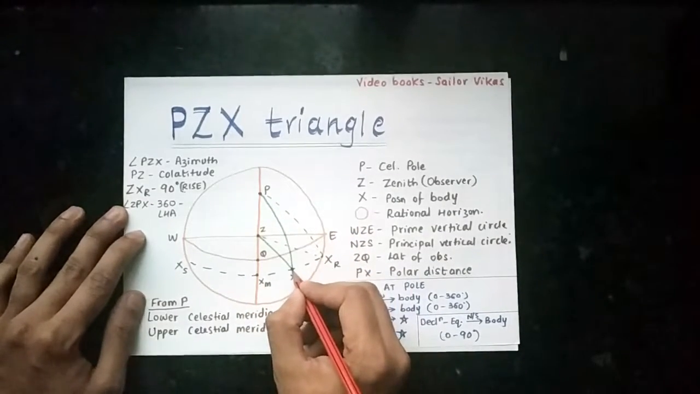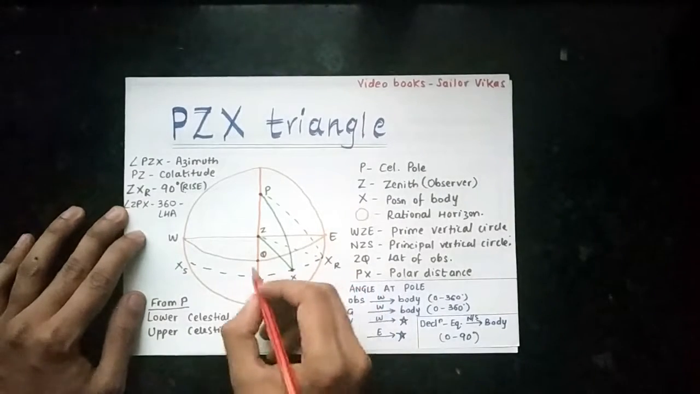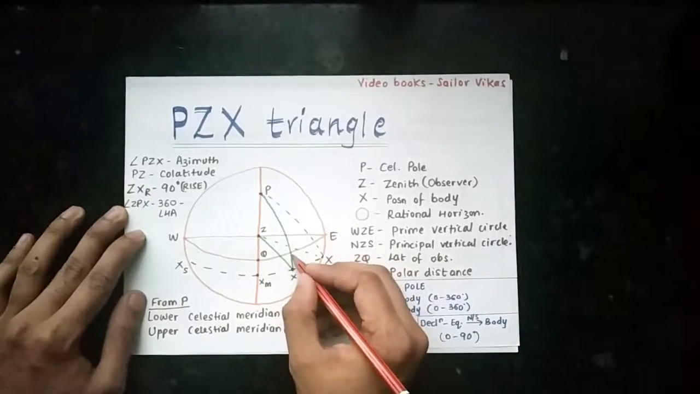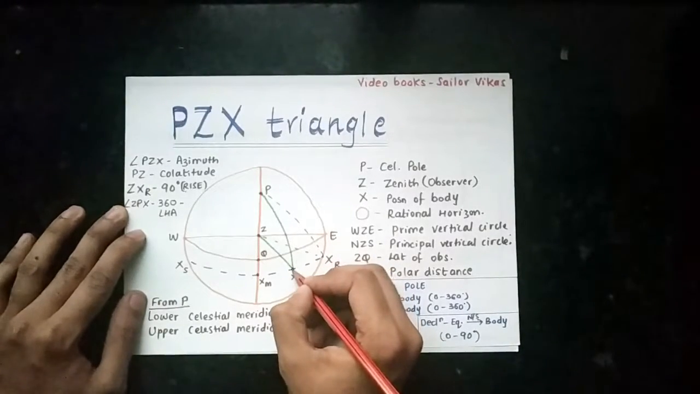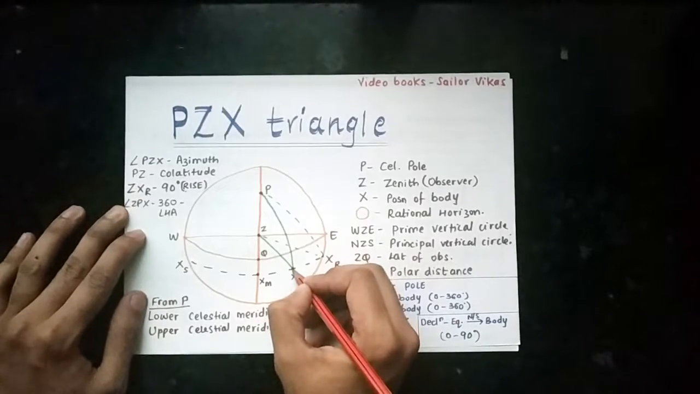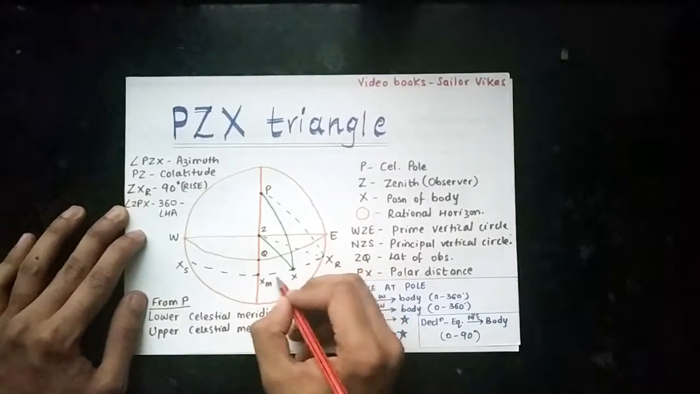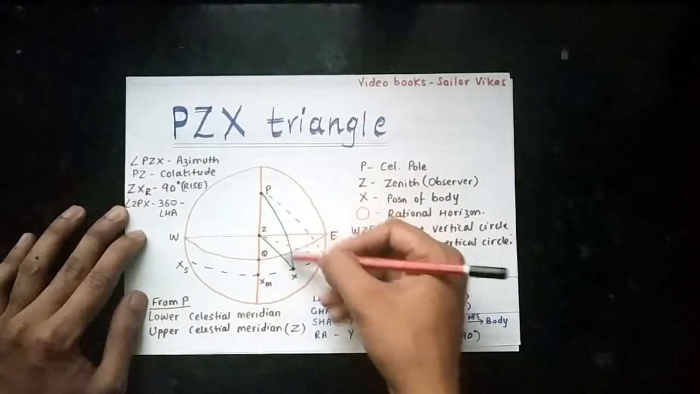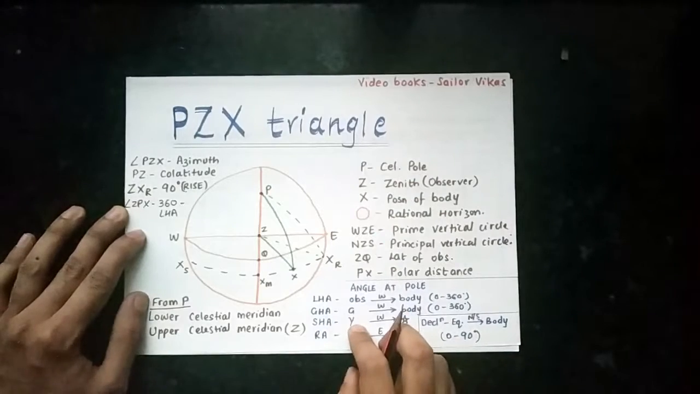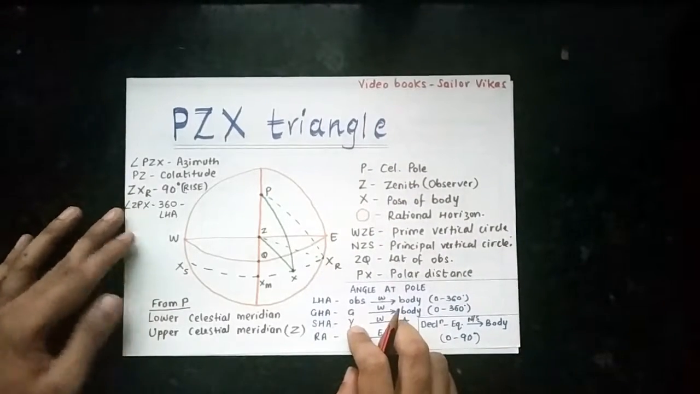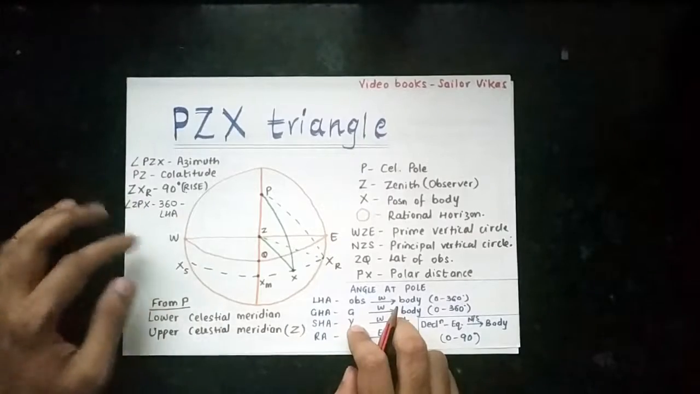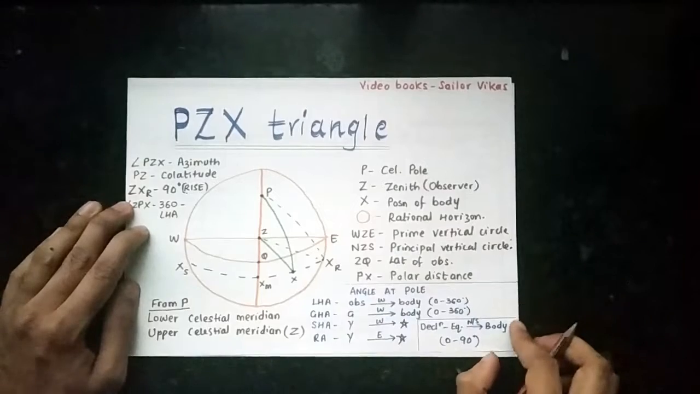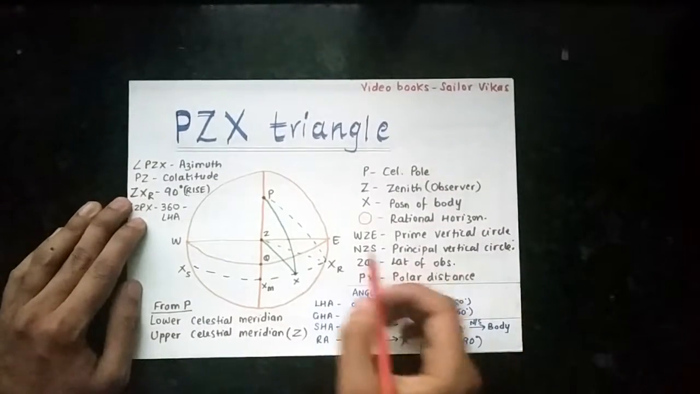And let's say if the sun's position is here, now WQE is the equinoctial. So if the sun's position is below the equinoctial, that means the declination is south. Let's say this is the position of the body and this is the position of the zenith, so this is basically what is called the PZX triangle. With the help of this PZX triangle, you can calculate the position of the observer, or whatever is asked in the questions. So let us see more.